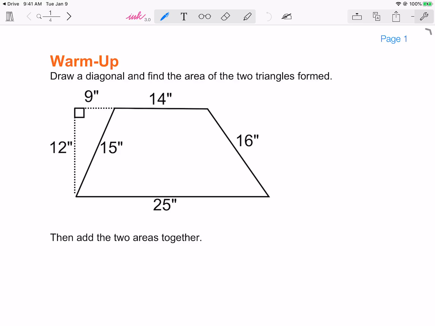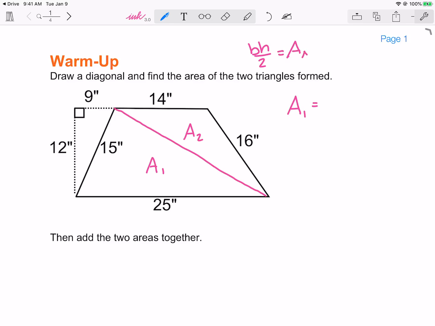Let's check your work. So I'm going to draw a diagonal, and I get to draw any diagonal I want, and it's okay if you drew a different one. And I'm going to find the area of this big triangle on the left and this other triangle on the right. So let's figure out what that would be. So remember, area of a triangle is base times height divided by 2.